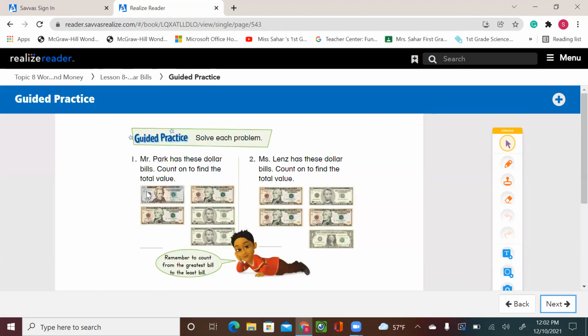I see a dollar bill with 20, another one worth 10. I have 10, 5, and 5. So I can start with 20. 20 plus 10, that's 30. 30 plus 10, that's 40. 40 plus 5, that's 45. 45 plus 5, that's 50. So Mr. Mark has $50.